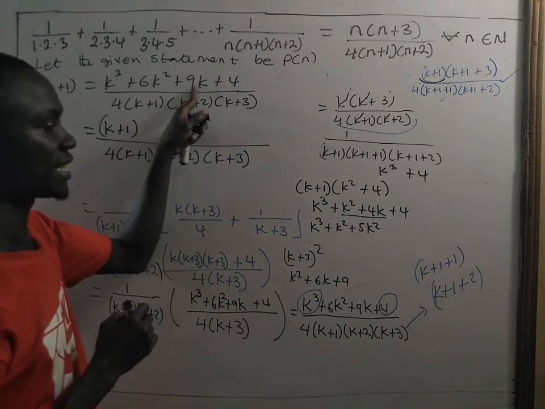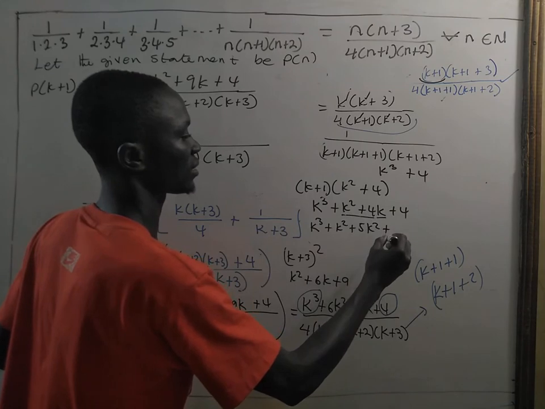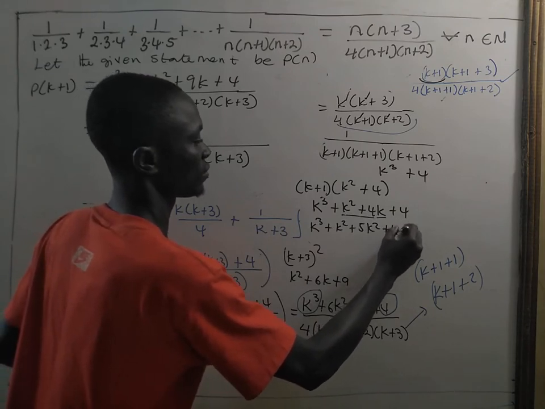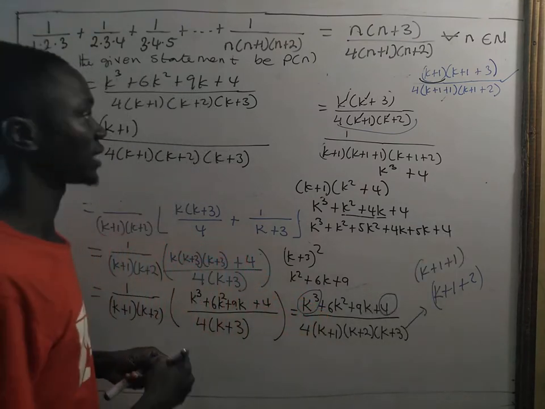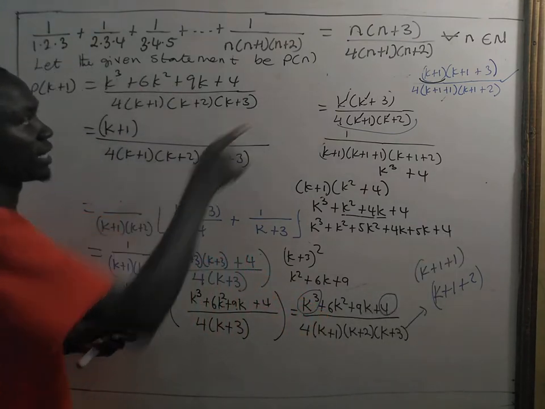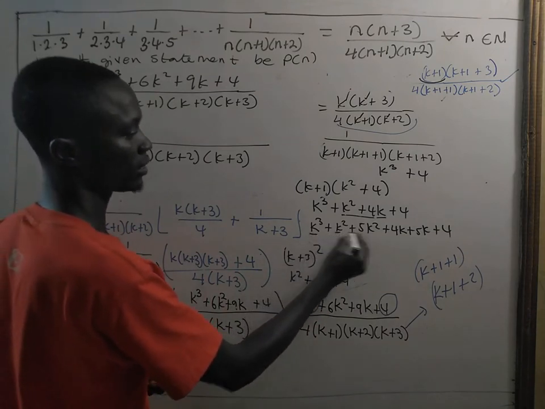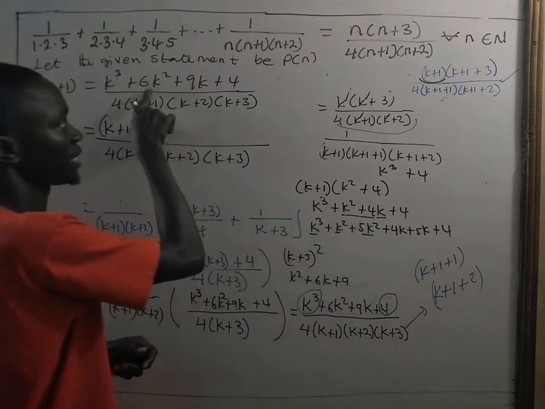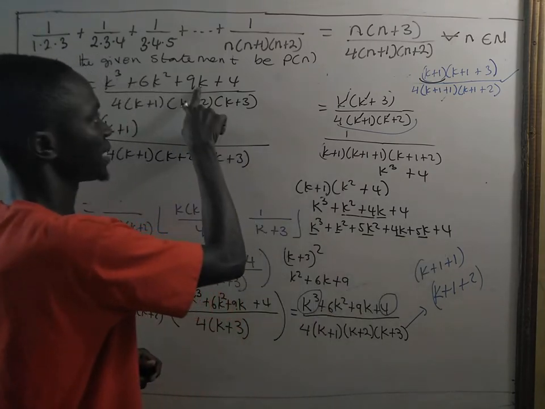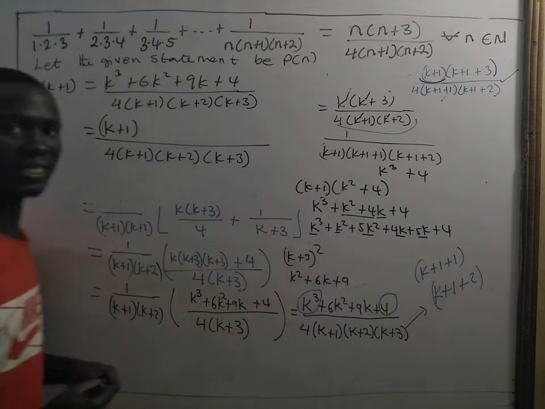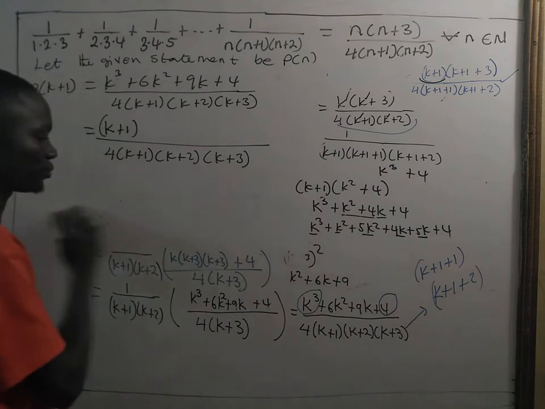Here I have 9k and I've gotten 4k. So I'll just add 4k plus 5k plus the 4. And you see that I've just expanded this to get k cubed, k squared plus 5k squared, 6k squared, 4k plus 5k, 9k plus the 4. That is the trick that I've always been using. So you can also use that trick to help you.